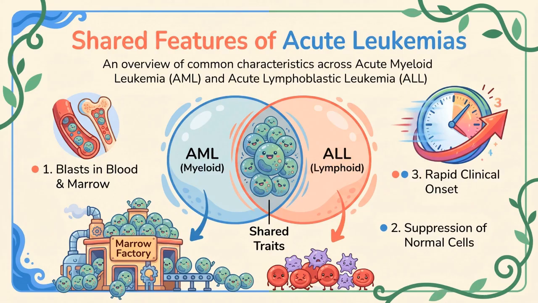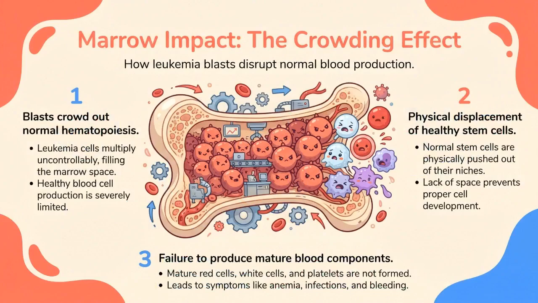The presence of acute leukemia has a truly devastating impact on the bone marrow, which is, of course, the primary site of all blood cell production. The most significant consequence is that the rapidly proliferating blasts literally crowd out normal hematopoiesis. Think of the bone marrow as a bustling factory, responsible for producing all the different types of blood cells the body needs to function. In acute leukemia, this factory becomes completely overrun by a single defective product, the blasts, which multiply uncontrollably.